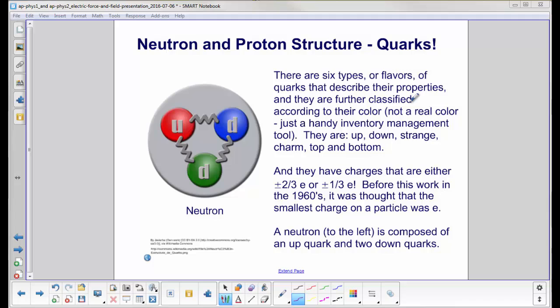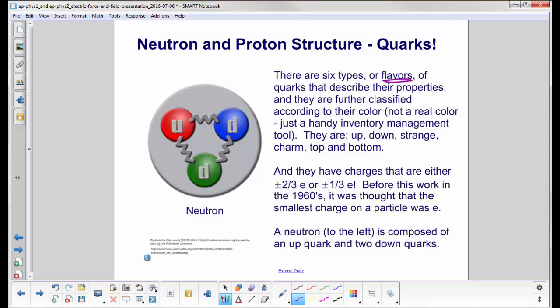There are 6 types, or flavors, physicists are never great in coming up with good names, of quarks that describe their properties, and they are further classified according to their color. Again, not a real color, it's just a handy inventory management tool. They are up, down, strange, charm, top, and bottom. And they have charges that are either plus or minus 2/3 times E, where E is the elementary charge of an electron, or plus or minus 1/3 E.